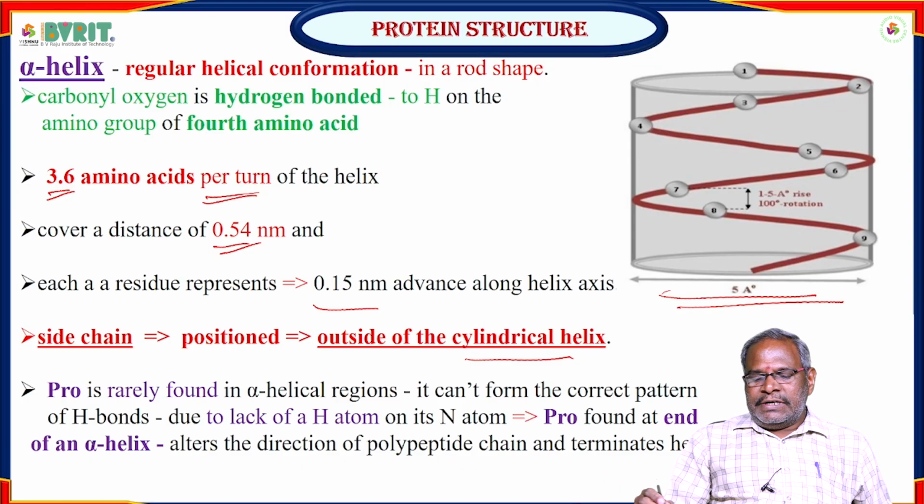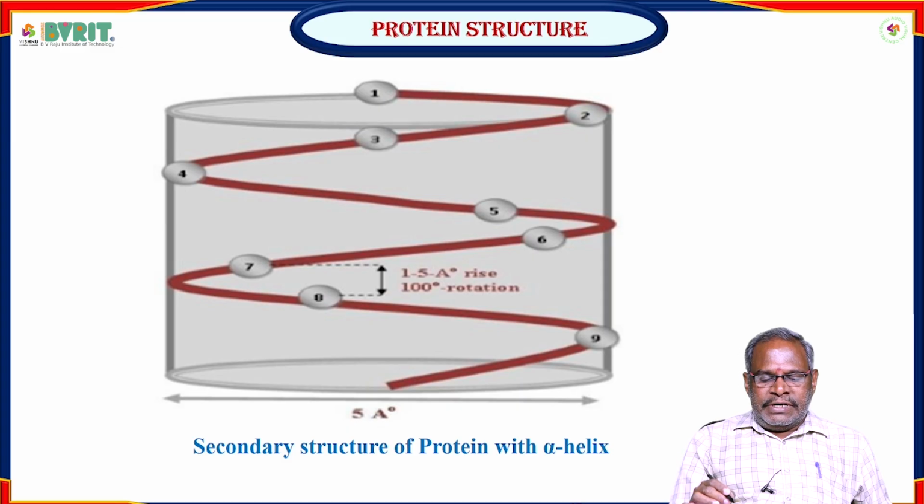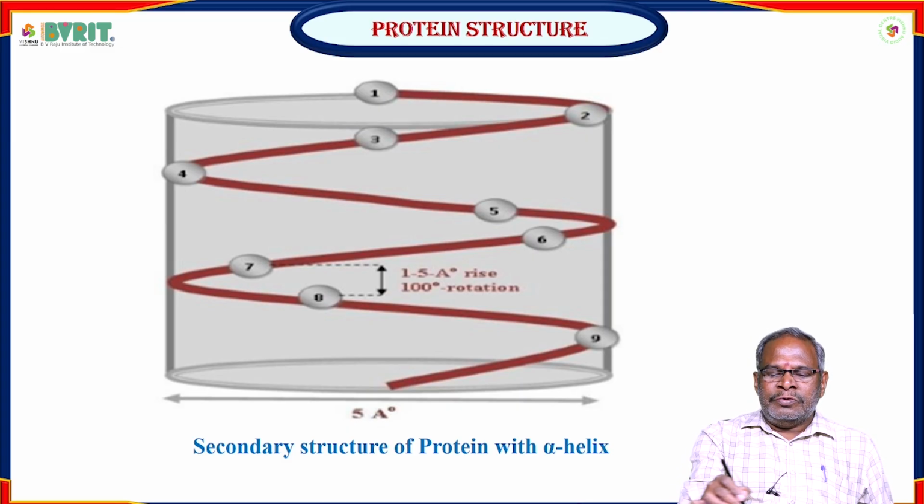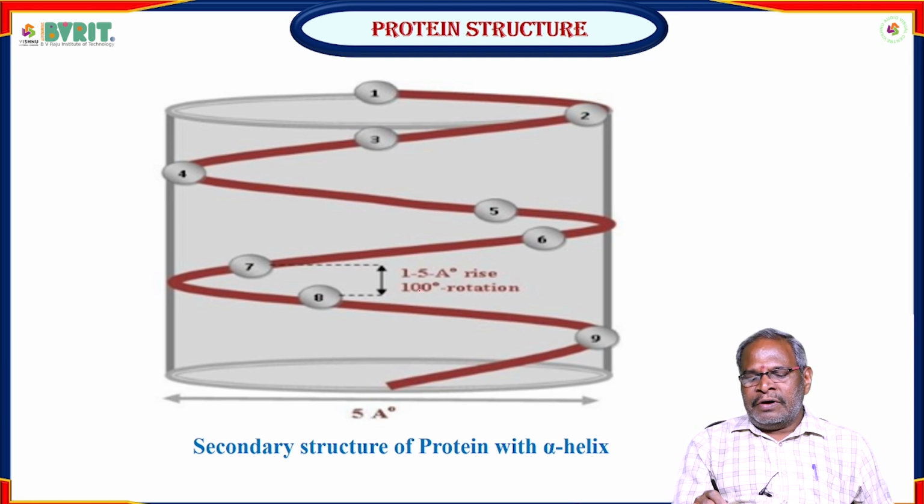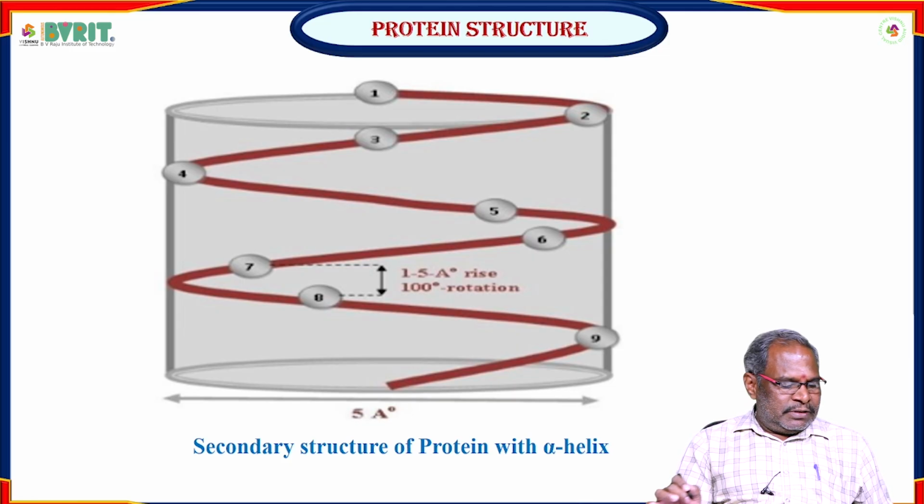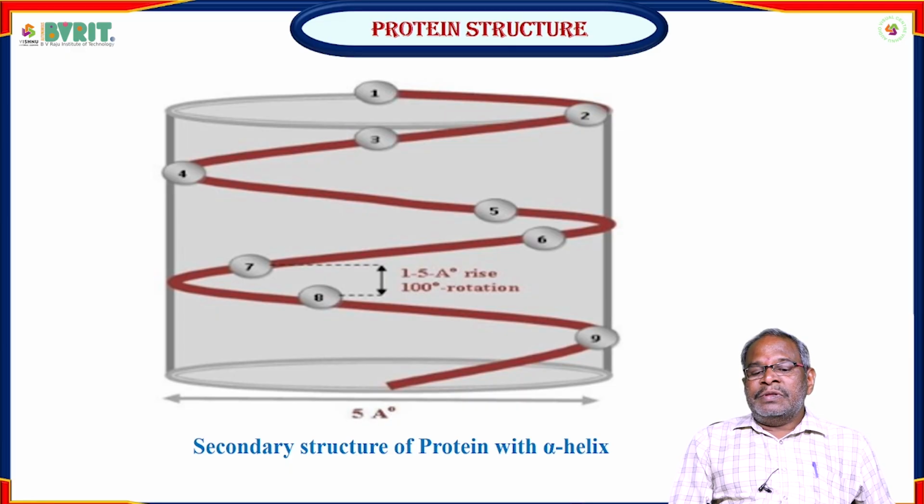Coming to the beta pleated sheet. This is the detailed structure of the secondary structure. This one also has a cylindrical shape. Amino acids 1, 2, 3, 4, 5, 6, 7, 8, 9 are arranged in this one. The distance for 1 to 5 is 1.1 to 5 angstroms in the rise, 100 angstroms in the rotation. This cylindrical shape is the secondary structure of the protein. This is the alpha helix diagram for human insulin.